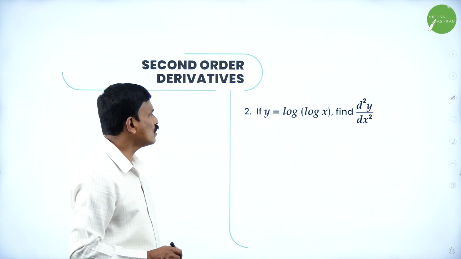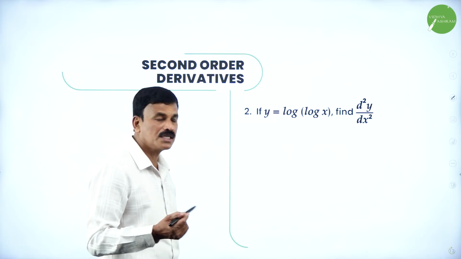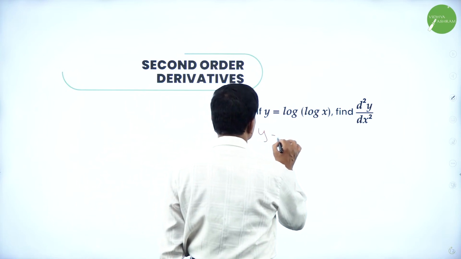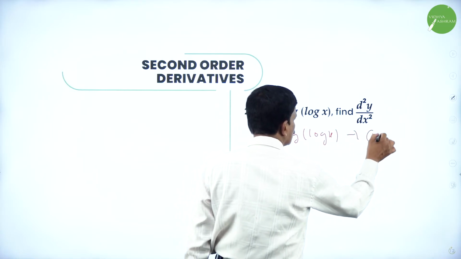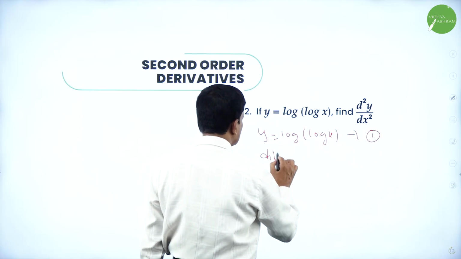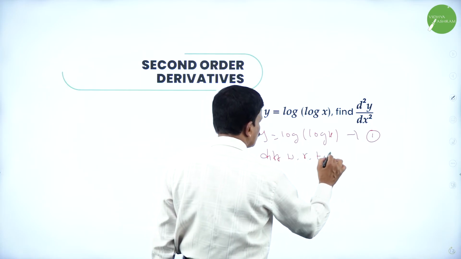y is equal to log of log x, find d square y by dx square. This is also a very important problem. y is equal to log of log x to base e. Very simple. Differentiate this, differentiating with respect to x.